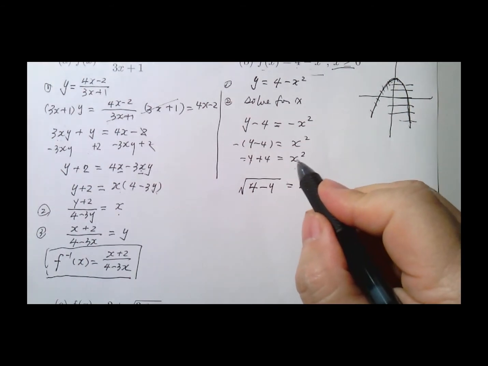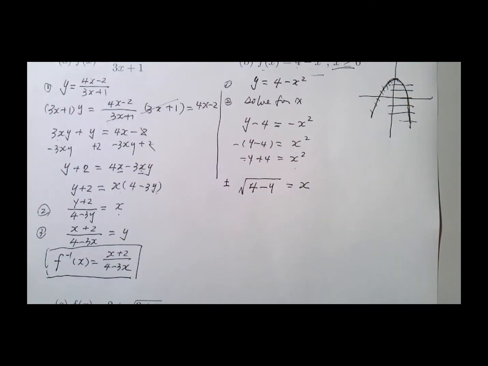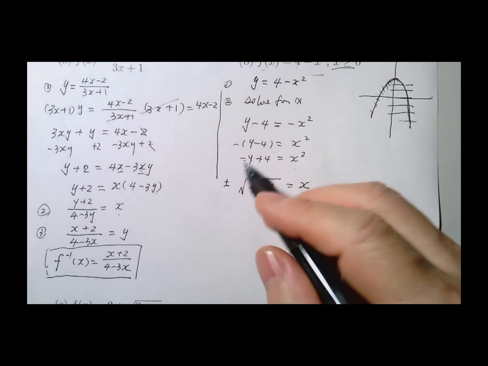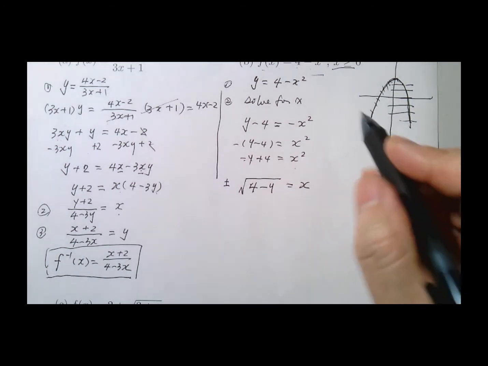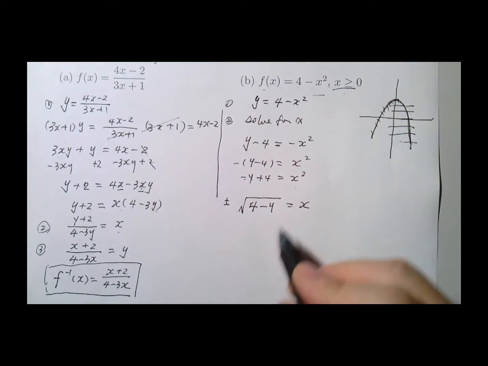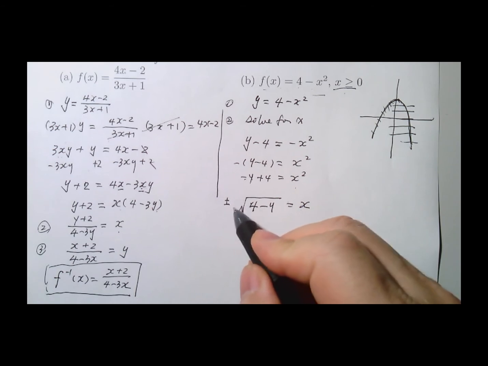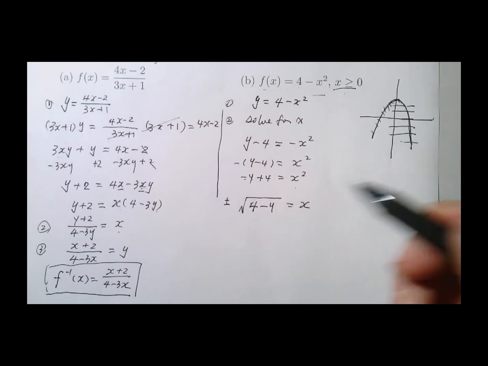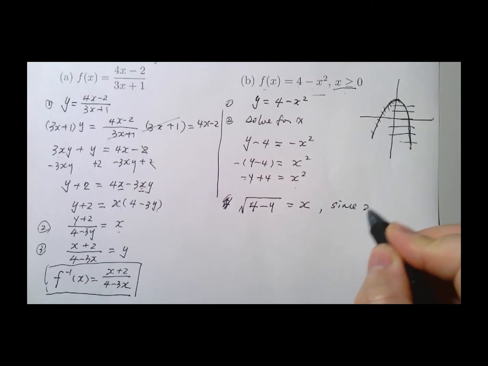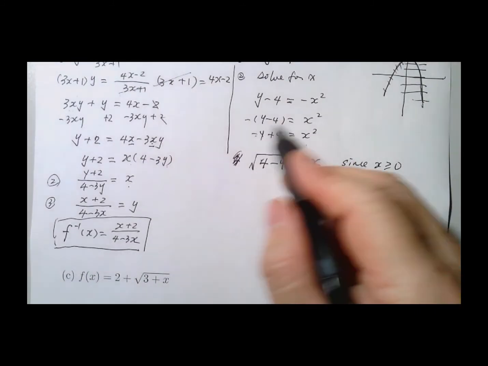Normally, when we square root both sides, we're going to have a plus minus there. But in this case we don't. The reason is because we know x must be greater than or equal to 0. So that means we don't have a negative one, we only have a positive one. So that's the reason. Okay, so we just write this, and since x is greater than or equal to 0. Okay, so now that's the second step.